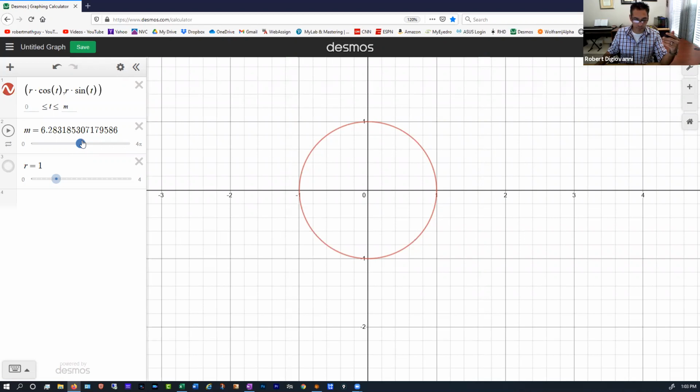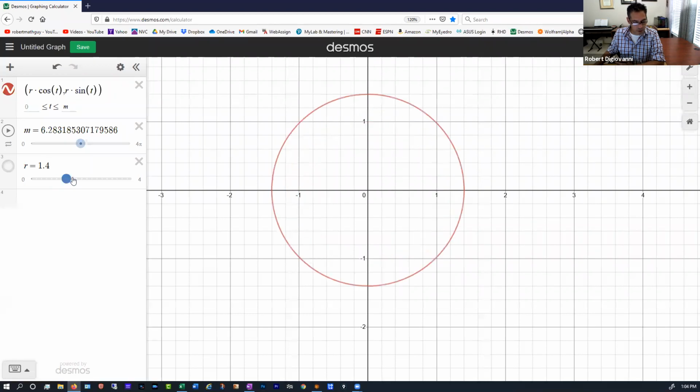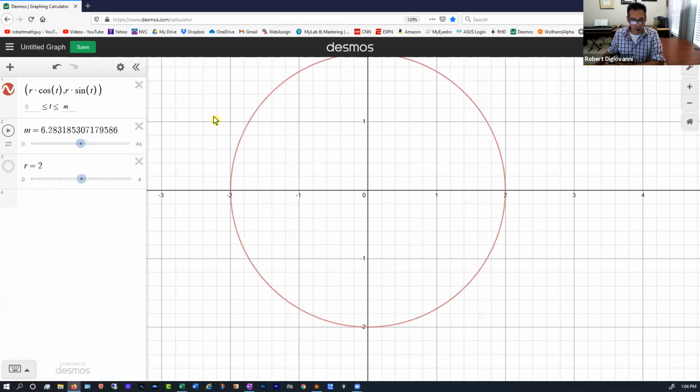Now, the reason it's the unit circle, and this is the part I want you to understand, is because the coefficients on those are 1s. If we change those to 2s, 2 cosine t, 2 sine t, what happens is we double everything, right? So the picture of that would be, let's change our radius to 2 here. You can see it got bigger, but still it's drawing a circle of radius 2. Y'all with me?